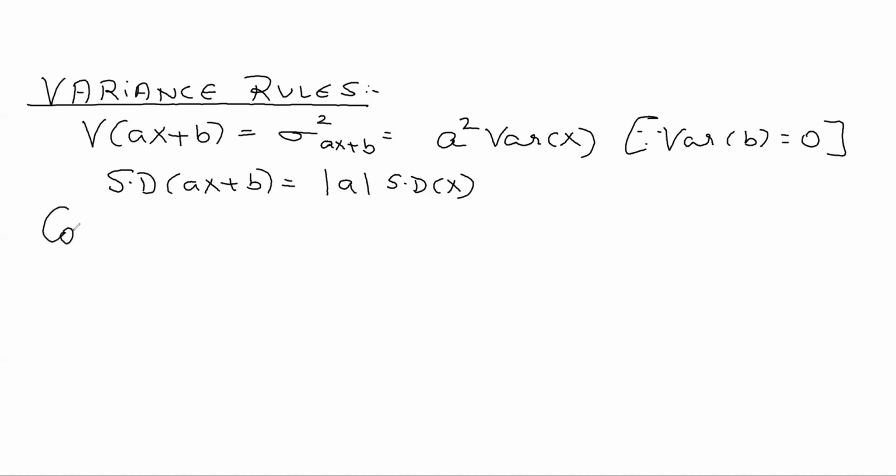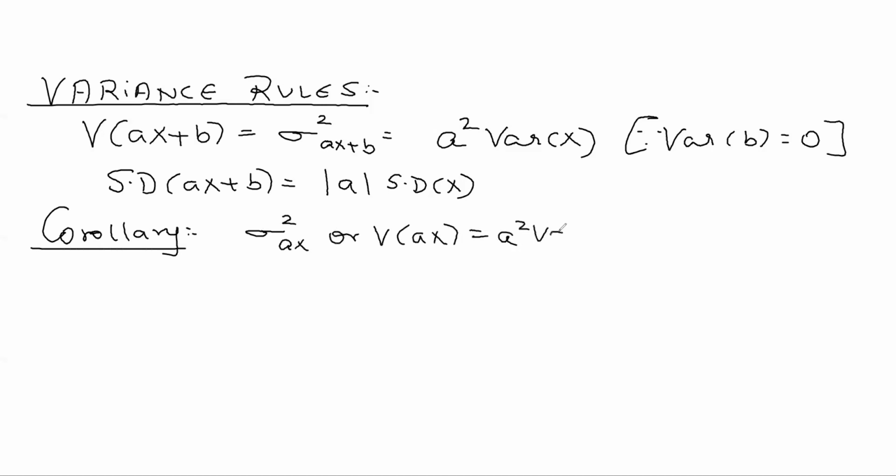I can write a corollary. A corollary basically tells you how we can move to a specific case from a general case. So if I have to find just sigma square of ax, or variance of ax, what will that be? A square times variance of x. And my standard deviation, sigma of ax, will be mod a times sigma x. This was my first corollary.